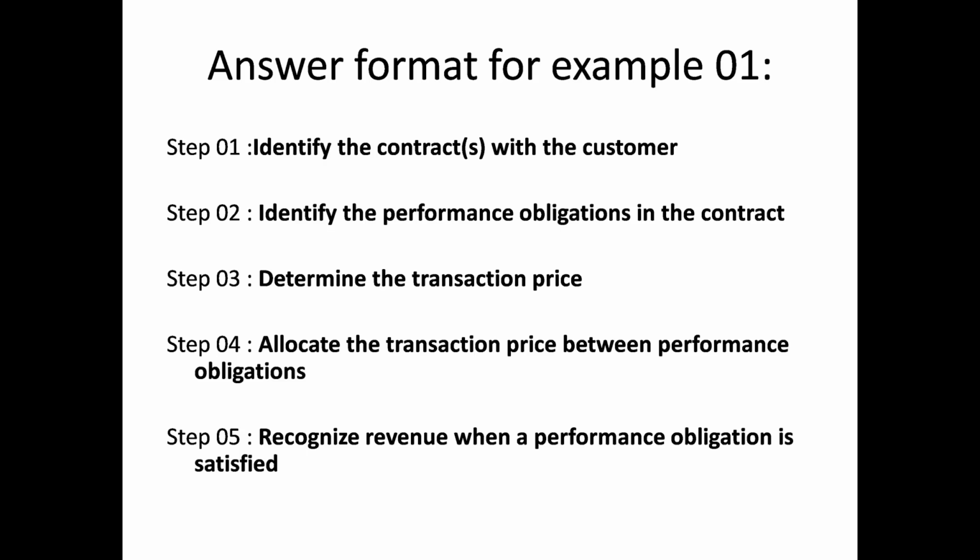Step 4, allocate the transaction price between performance obligations. Then I have kept some space. Step 5, recognize revenue when a performance obligation is satisfied. And then again I have kept some space. Okay, take 3 minutes and be ready with this format.